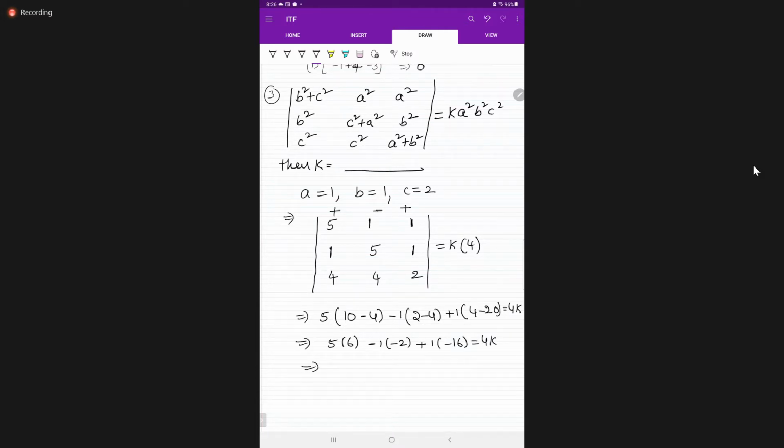So finally we'll get 30 plus 30 minus 6 equal to 4k. Now calculate k. 16 is equal to 4k, so k is equal to 4. K is equal to 4.